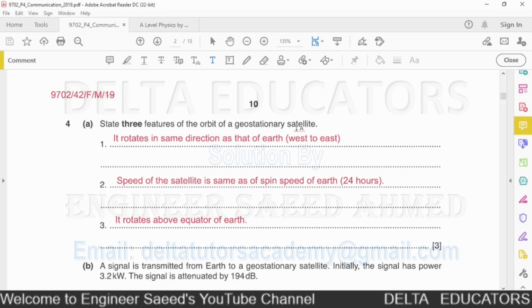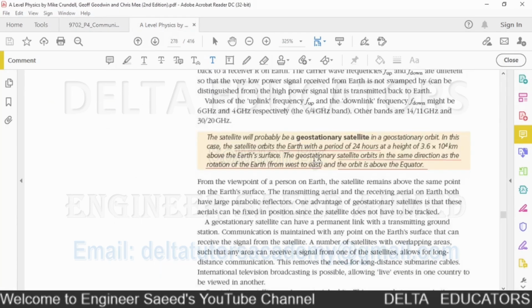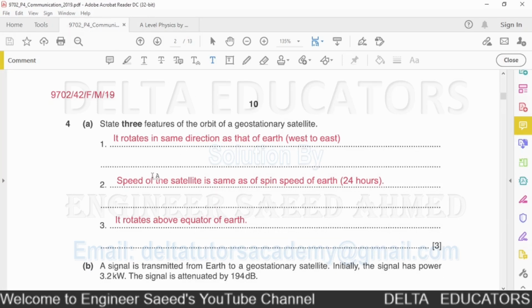For a geostationary satellite, we have studied three conditions. The first condition, the satellite orbits the Earth with a period of 24 hours, means the time period of the satellite and that of Earth is the same. Second condition, the satellite orbits in the same direction as the rotation of the Earth. The third condition, the orbit is above the equator. So the same three conditions you have to write here.